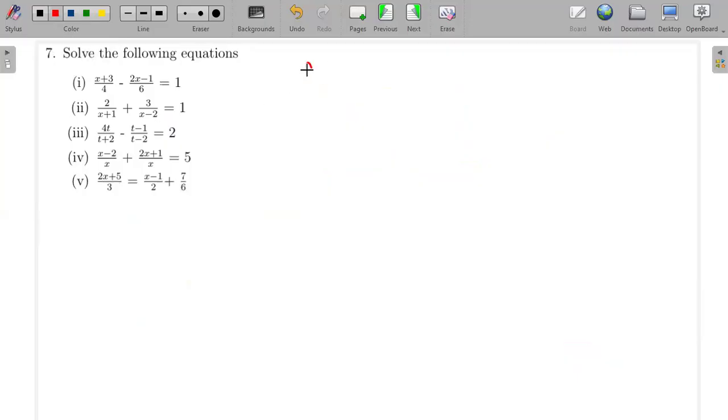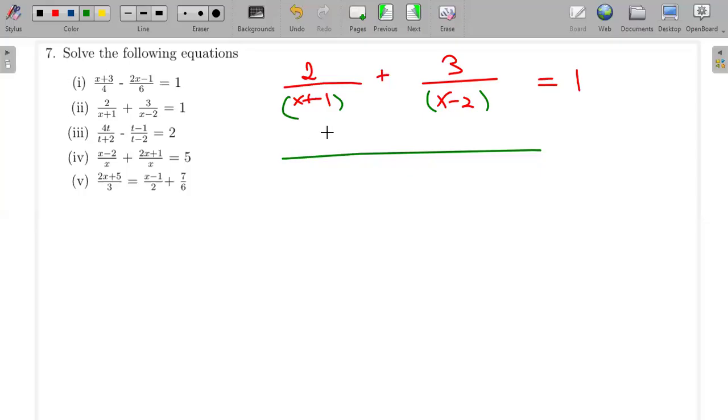Okay, so the second one, we have 2 over x plus 1 plus 3 over x minus 2 is equal to 1. Okay, so for such denominators, where the denominators are factors, because this is a factor here and this is a factor, the lowest common denominator in such a case will just be the product of these two. So it will just be x plus 1 and then x minus 2, is equal to 1.